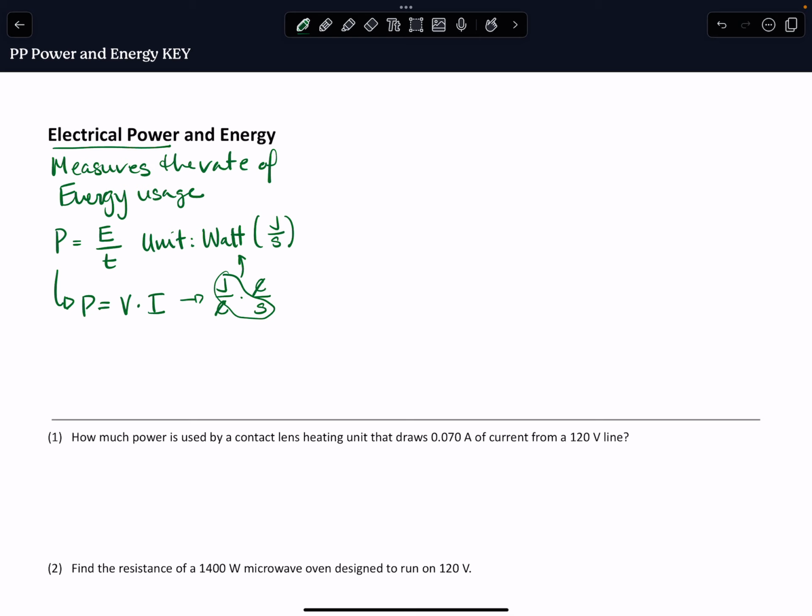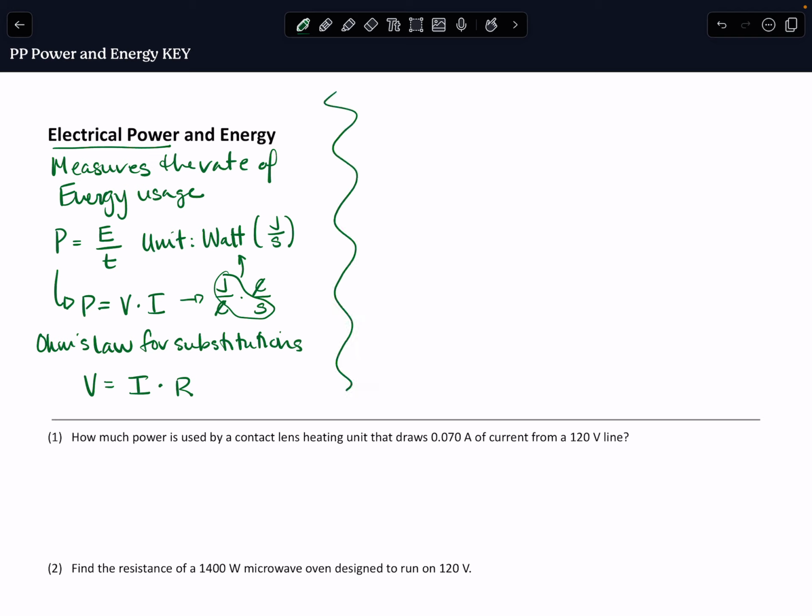All right, now, what if we don't know voltage and or current? All right, there are other options. We can use Ohm's law for substitutions. All right, so remember, the voltage is equal to the current times the resistance. And with that in mind, if we don't know the voltage or the current, but we do know the resistance, then we can start to use that and make some substitutions. So the question then becomes, well, when do we use them?